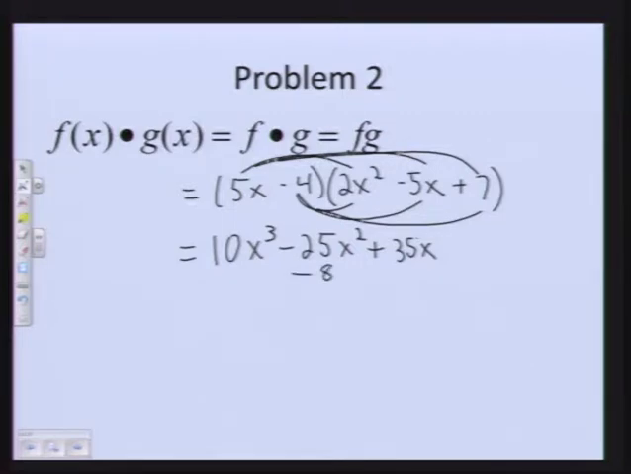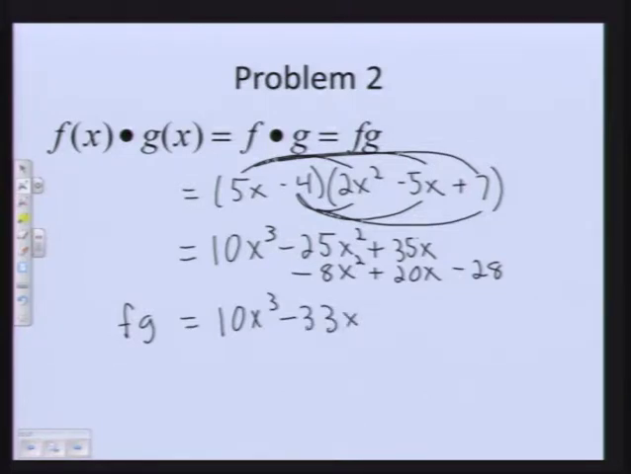Now, negative 4 times 2x squared is negative 8x squared. It also saves space, since I'm going to be adding like terms anyway, I'm going to line it up under the 25x squared. We got minus 4 times minus 5x, which is plus 20x. And then minus 4 times 7, which gives us minus 28. So our new function f times g is 10x to the third minus 33x squared plus 55x minus 28.